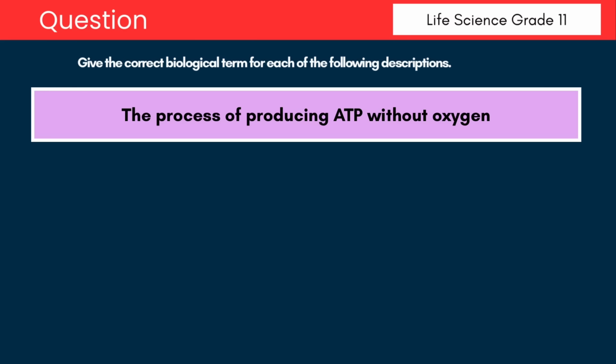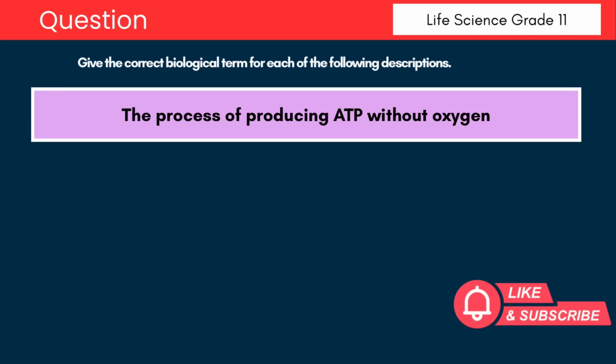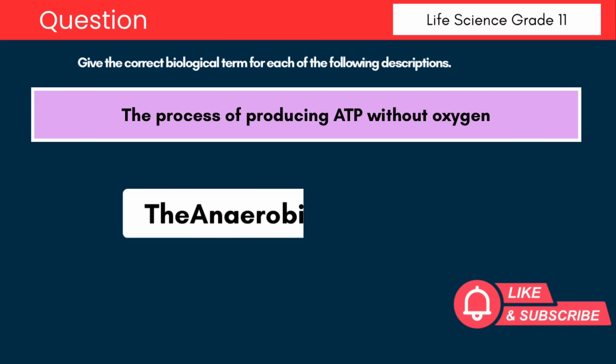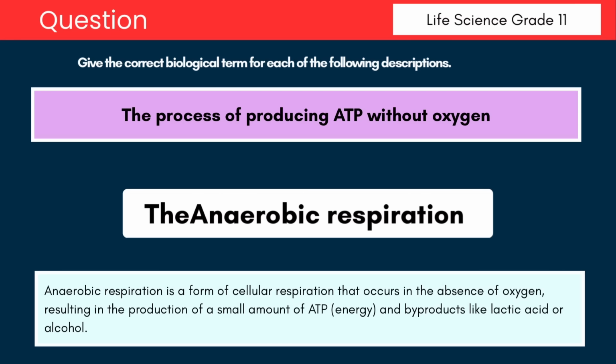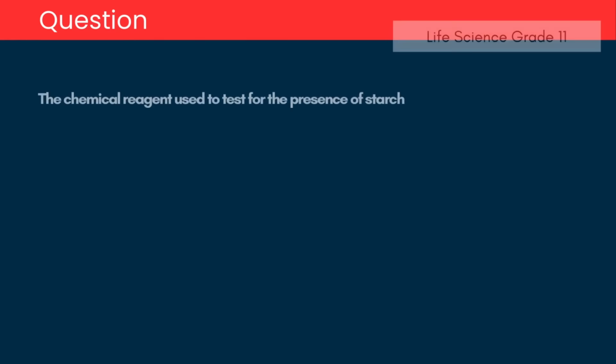Question. The process of producing ATP without oxygen. The correct answer is anaerobic respiration. Anaerobic respiration is a form of cellular respiration that occurs in the absence of oxygen, resulting in the production of a small amount of ATP energy and byproducts like lactic acid or alcohol.